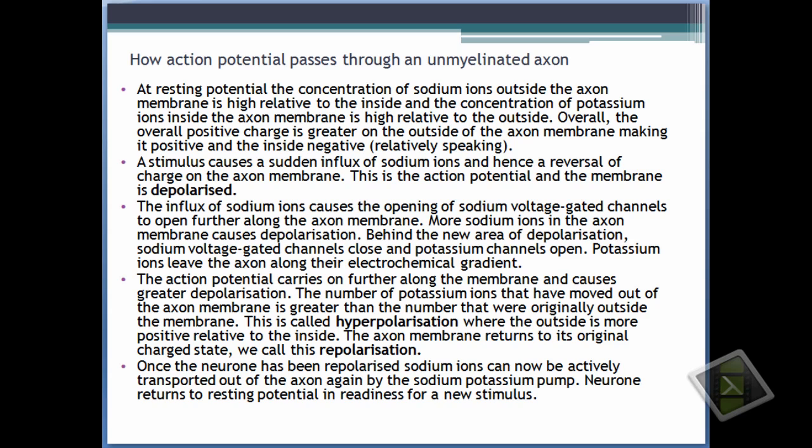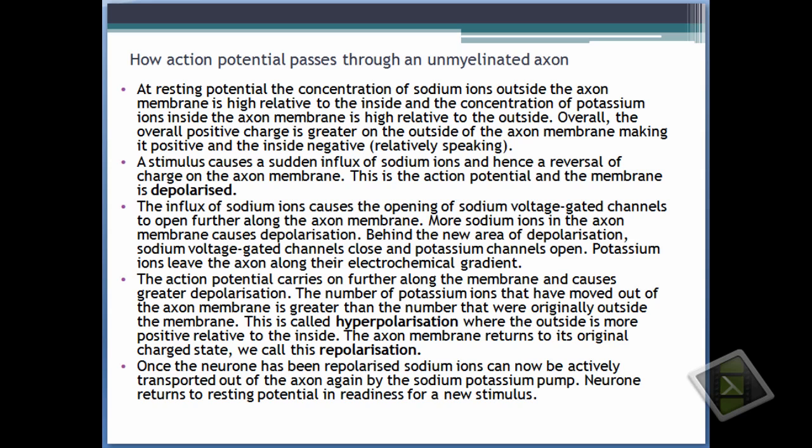Okay, so what happens next is that a stimulus causes a sudden influx of sodium ions and causes a reversal in the charges on the axon membrane. This is called the action potential and the axon membrane is depolarized. So just imagine a stimulus hitting the axon membrane. What happens is these sodium ions start traveling through the axon membrane and the concentration of sodium ions within the axon membrane increases. So the inside of the axon membrane becomes positively charged and the outside of the axon membrane becomes negatively charged. And remember, these are relative again.